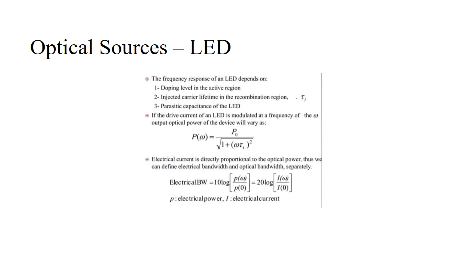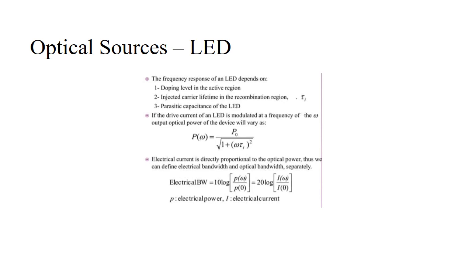The frequency response of an LED depends on the doping level in the active region, the injected carrier lifetime in the recombination region, tau i, and the parasitic capacitance of the LED. If the drive current of an LED is modulated at a frequency omega, the output optical power of the device will vary as P(omega) equals P0 divided by the square root of 1 plus (omega tau) squared. The electrical current is directly proportional to the optical power, so we can define the electrical bandwidth and optical bandwidth separately by this formula.